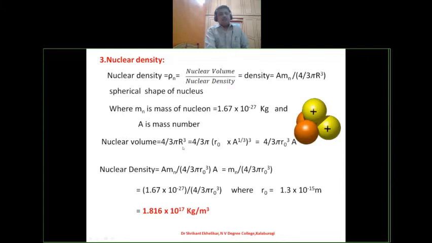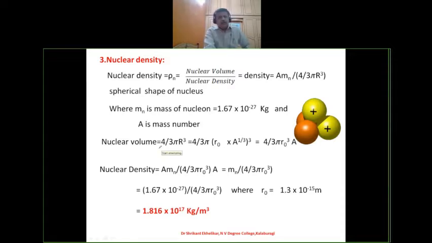Here, capital R is equal to small r naught into A raised to 1 by 3, where r naught is a constant. Its value is 1.3 into 10 raised to minus 15 meters. A is the mass number, protons plus neutrons.